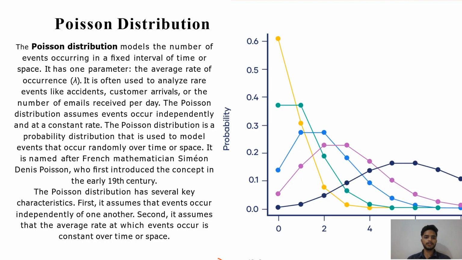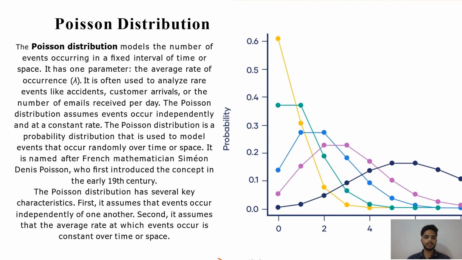Poisson distribution. The Poisson distribution models the number of events occurring in a fixed interval of time or space. It has one parameter, the average rate of occurrence, lambda. It is often used to analyze rare events like accidents, customer arrivals, or the number of emails received per day. The Poisson distribution assumes events occur independently and at a constant rate.